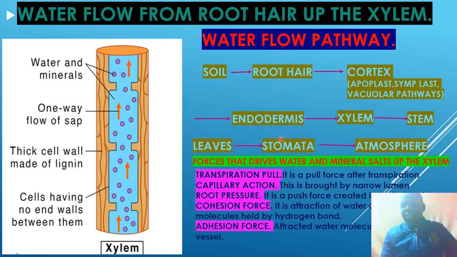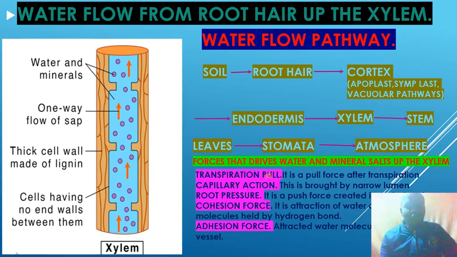So from this endodermis, we have the Casparian strip, which is made up of a waterproof material called suberin, right? So from that point, the water will just flow through the symplastic flow. Then from this point, the water will flow to the xylem vessel, then to the stem, to the leaves, stomata, then to the atmosphere. So we have forces that drive water and mineral salts up the xylem.